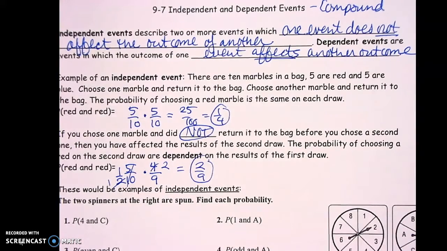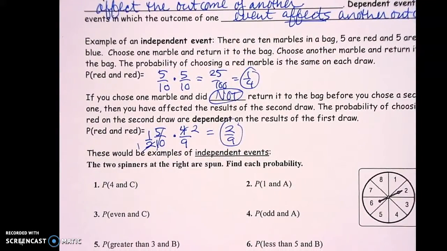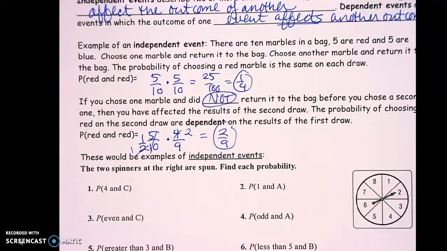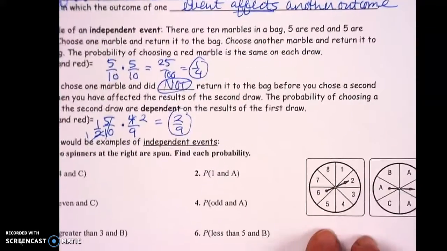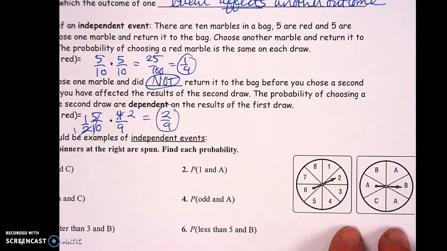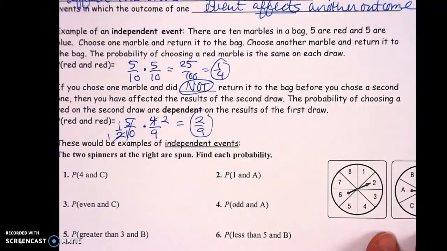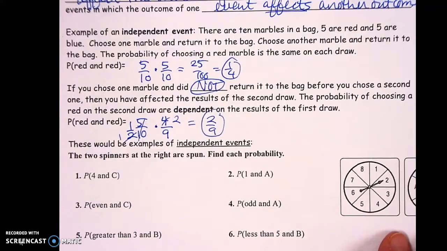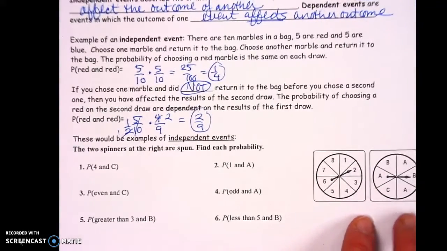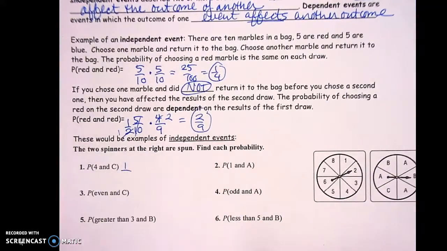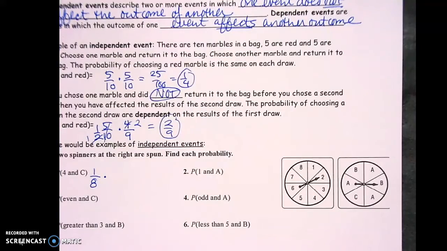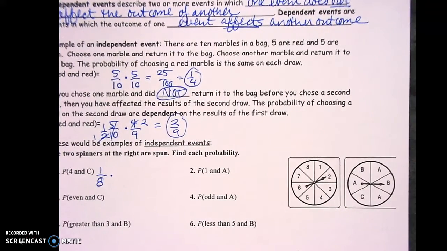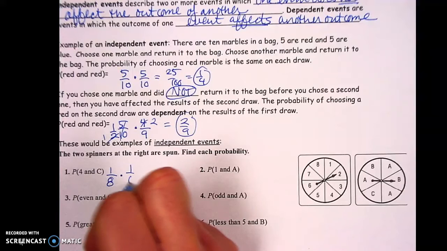Moving on with some more examples. So first, some independent events, 2 things that do not affect each other. There are 2 spinners to the right. One of them has numbers, one of them has letters. And let's begin. Number 1, what's the probability of spinning a 4? So there is 1 4 out of a total of 8 numbers, so 1/8 chance, times, what's the probability of spinning a C? There are how many C's out of the total? 1 C out of 6.